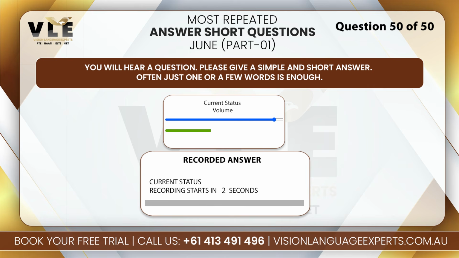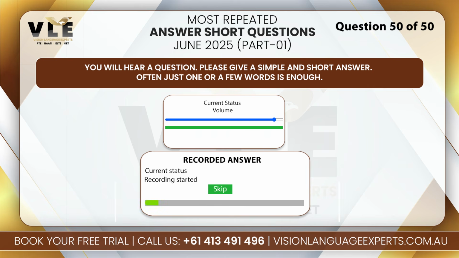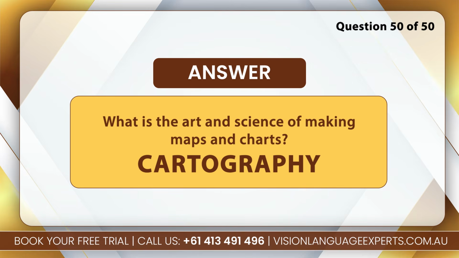What is the art and science of making maps and charts? Cartography.